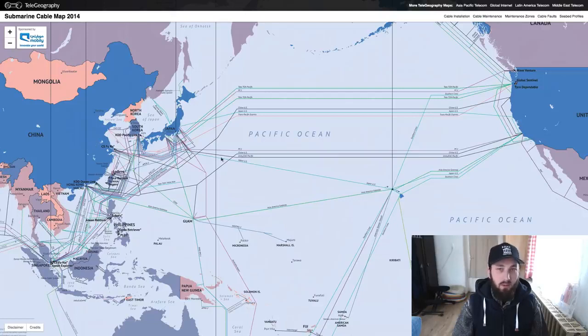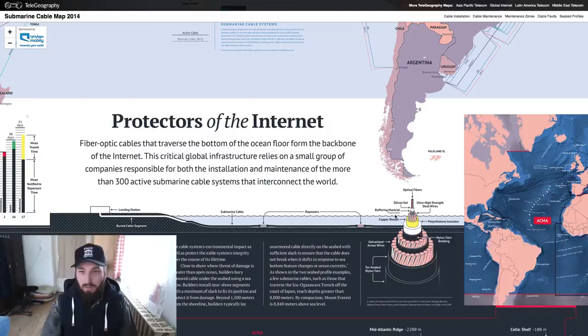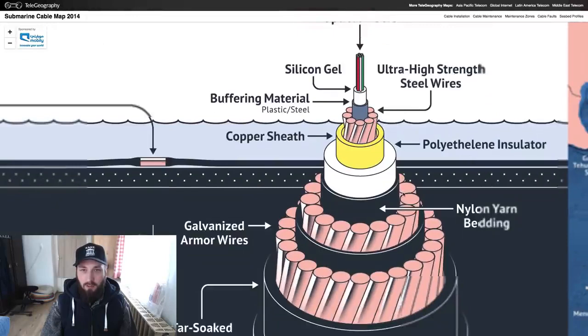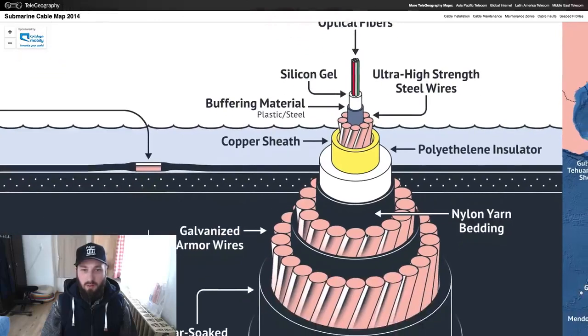I mean, ridiculous. And they here have this diagram to tell us how it is actually working. So they have the submarine cable here, then they have repeaters to connect the submarine cable to submarine cable, and then this is how the submarine cable actually looks like inside. Optical fibers, silicone gel, buffering material, copper sheath, and all the rest of it.